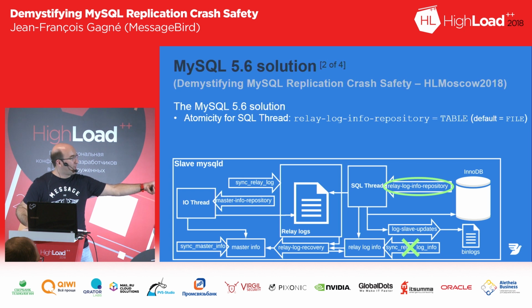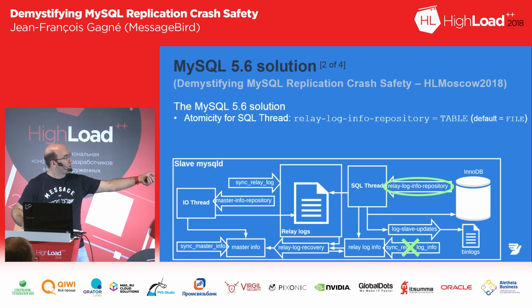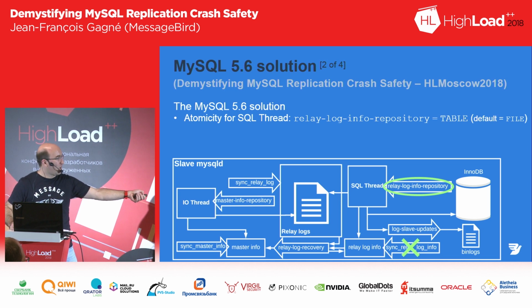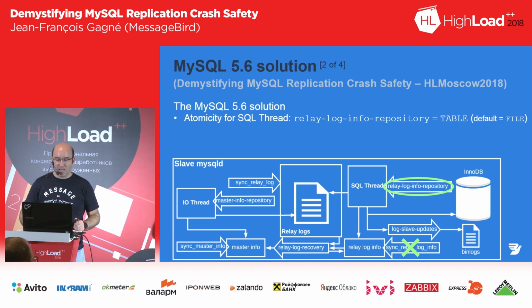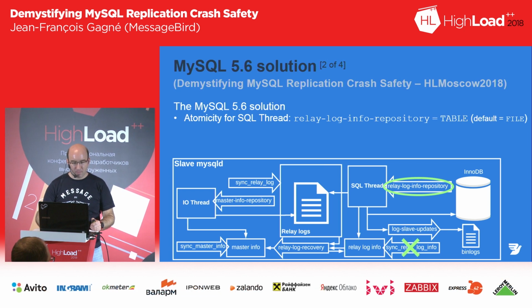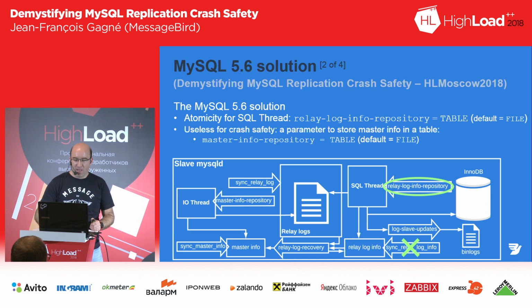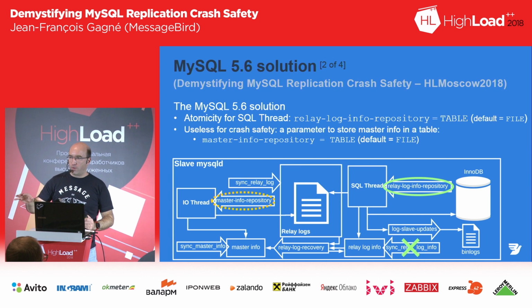And when we set relay_log_info_repository to TABLE, which is not the default in 5.6, we don't need to use the sync_relay_log_info parameter. It is written every transaction. However, we haven't solved the problem with the relay log yet. So there's another parameter which is not useful for replication crash safety. I'm just mentioning it because sometimes people say it's useful.